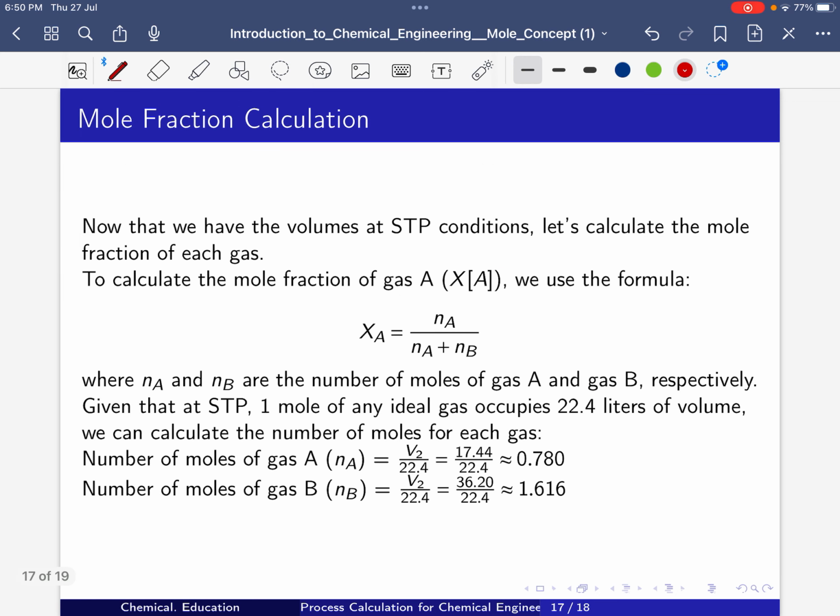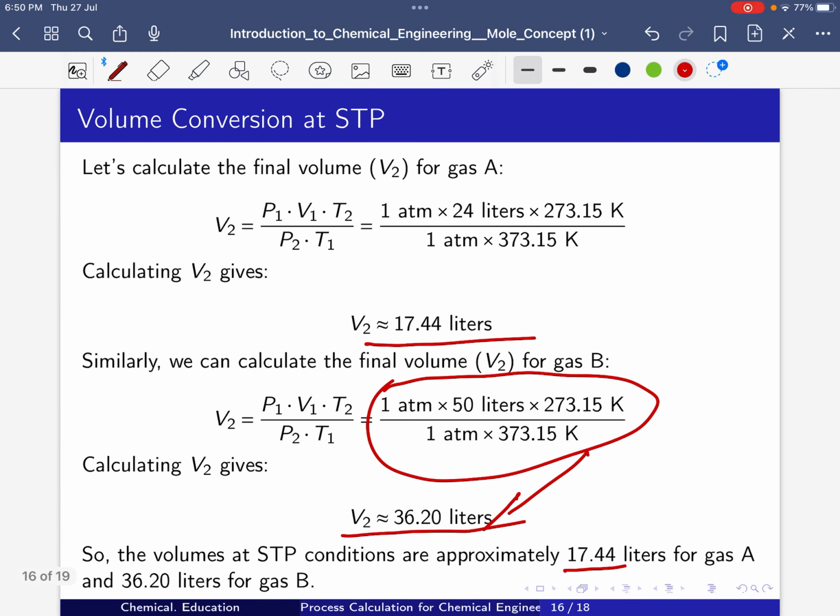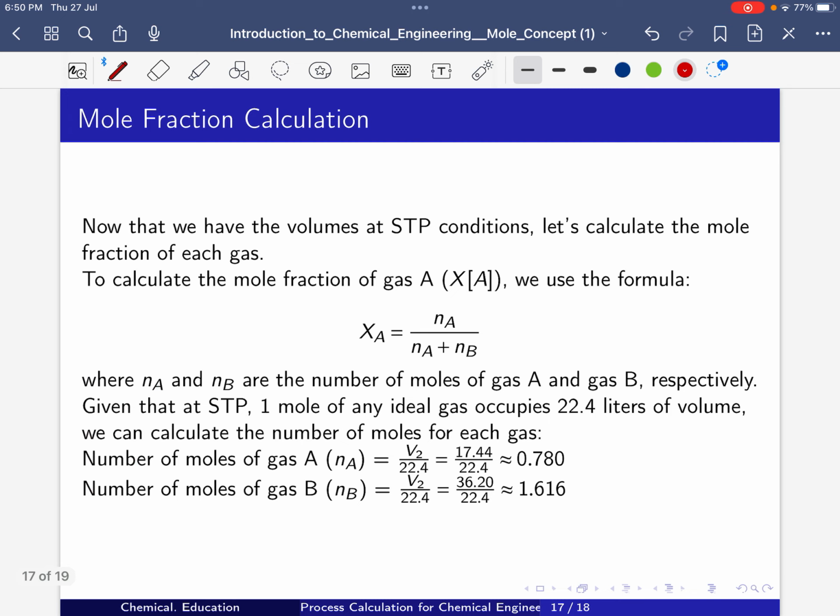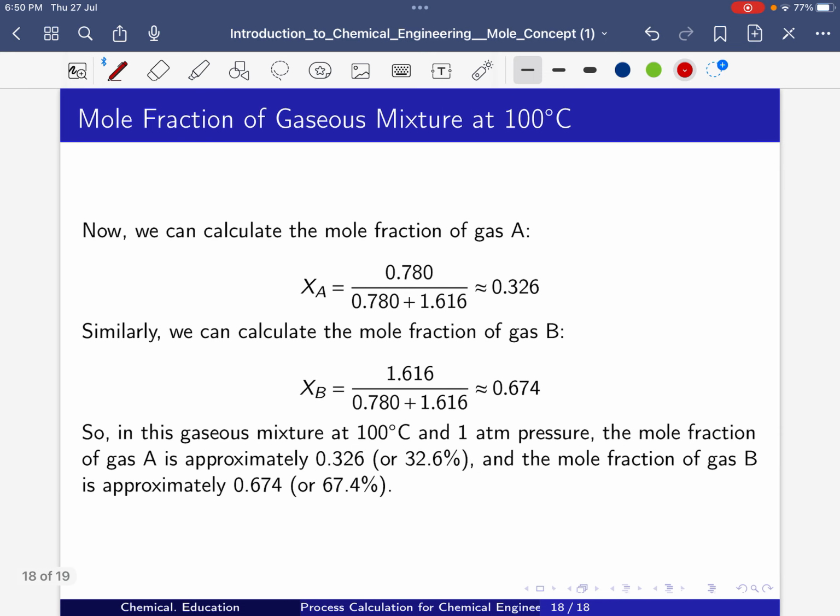Now we know that at STP 1 mole of gas contains 22.4 liters. From that we can calculate the number of moles of A, which is 17.6 divided by 22.4, so that is 0.780 mole, and the number of moles of gas B is 36.20 divided by 22.4, so 1.616. Now after getting the moles, we can calculate the mole fraction: moles of the individual component divided by total moles. So xA is 0.780 by the total moles, and xB is 1.616 by the total moles.